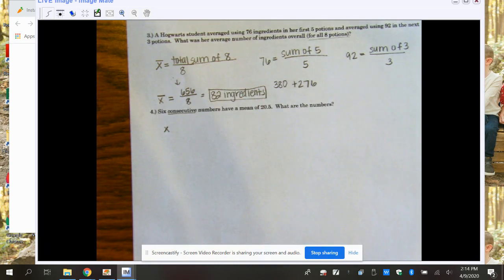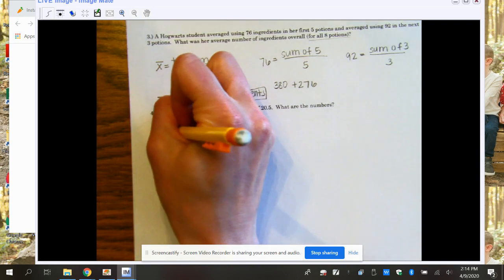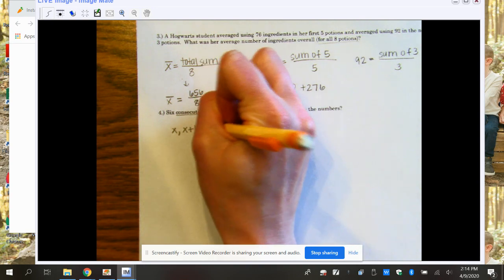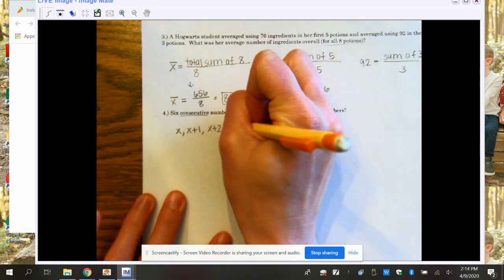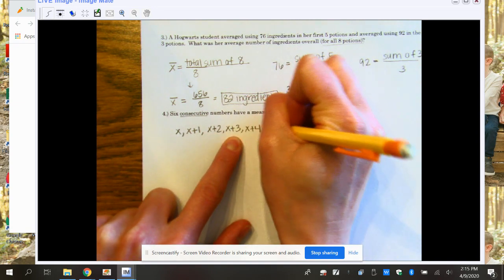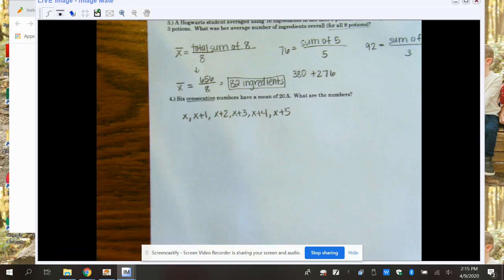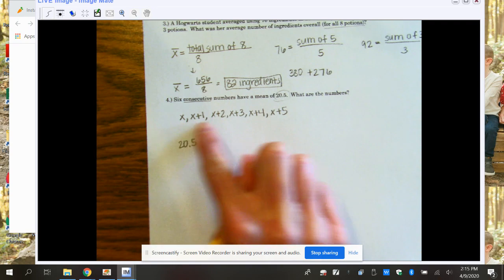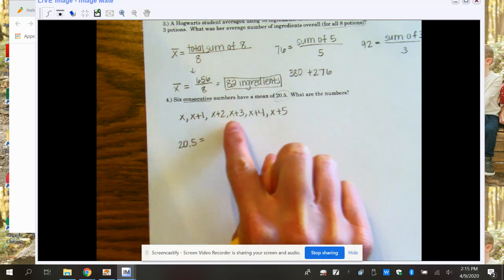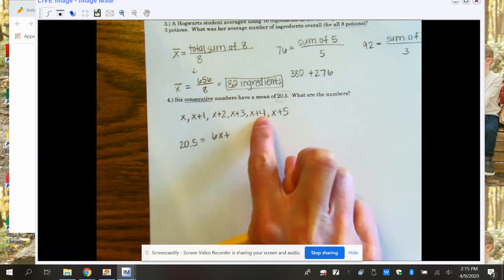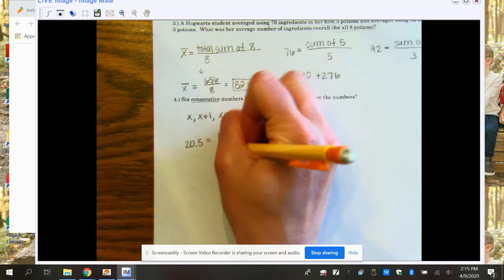if my first number is x, then the next number would be 1 more than that, the next number would be 2 more than that, and so on and so forth, until I have 6 values. So x, x plus 1, x plus 2, x plus 3, x plus 4, x plus 5. And so the average, which is 20.5, is going to be the sum of all of these values: 6x plus 1, 2, 3, 4, 5, which is 15, divided by 6. And we'd solve it that way.